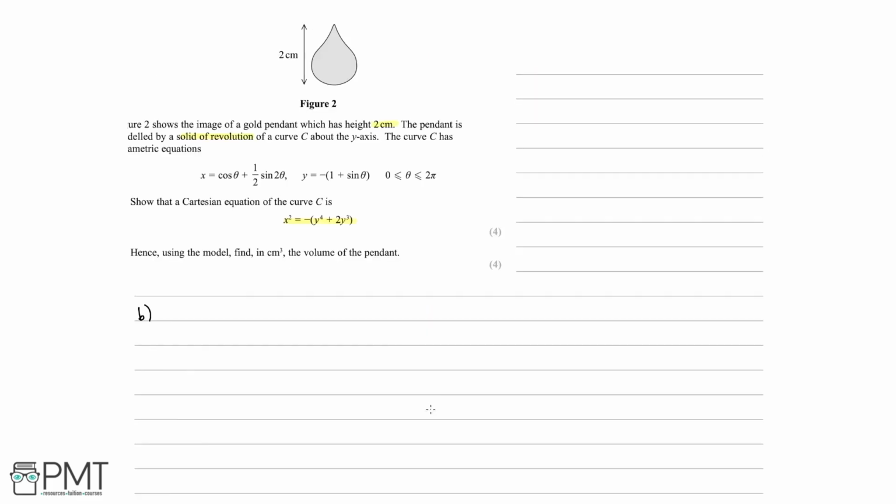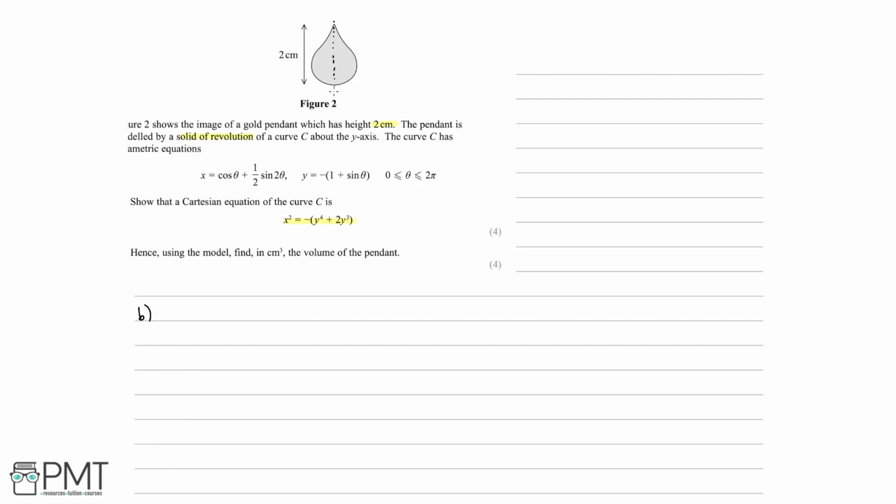For part B of the question, we want to use the model to find the volume of the pendant in centimeters cubed. Well, we know that the Cartesian equation for the curve C is x squared is equal to minus y to the power 4 plus 2y to the power 3. We also know that we're rotating this droplet around the y-axis. So, because this droplet is symmetrical at this point, let's assume that this part is the y-axis.